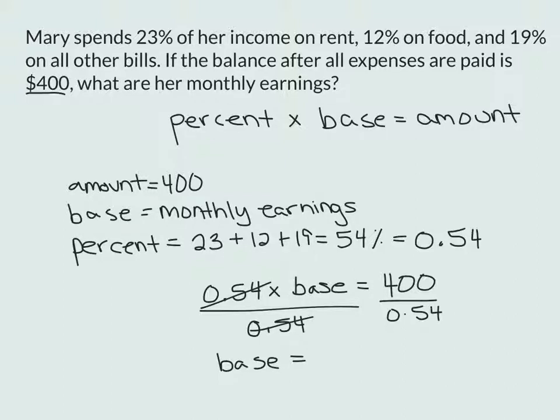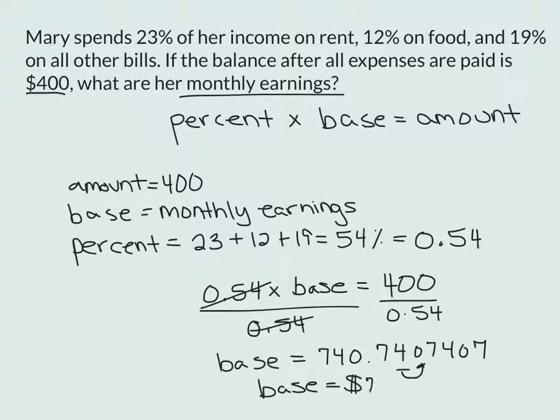which is 740.7407407. Now remember that the base represents her monthly earnings, which is a monetary amount. So we're going to round to 2 decimal places. I want to round the 4, so I look at the value to the right of the 4. That's a 0, and since 0 is less than 5, I keep the 4 as is. So my final answer is that the base equals $740.74.